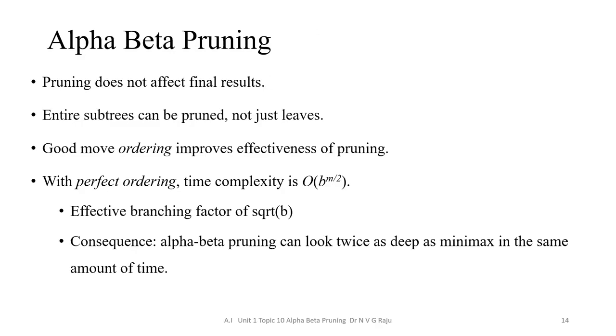Points about alpha-beta pruning. Pruning doesn't affect the final results. Entire subtrees can be pruned, but we cannot prune leaves. Good move ordering improves the effectiveness of pruning. With perfect ordering, the time complexity is order of b to the power m by 2. Effective branching factor is square root of b. The consequence of alpha-beta pruning is we can look twice as deep as minimax in the same amount of time.